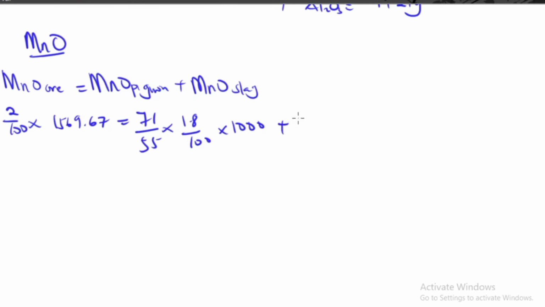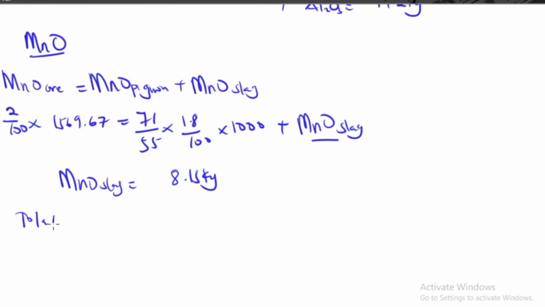Then plus the manganese oxide in the slag. Therefore, when you do that correctly, we are finding the slag. When you do the chain of substitution, you're going to get that the manganese oxide in the slag is equal to 8.15 kilograms. So for the total composition, we have three components: the manganese oxide, the silicate and the alumina. Now for us to find the total slag, we're going to just add the slag that we have.